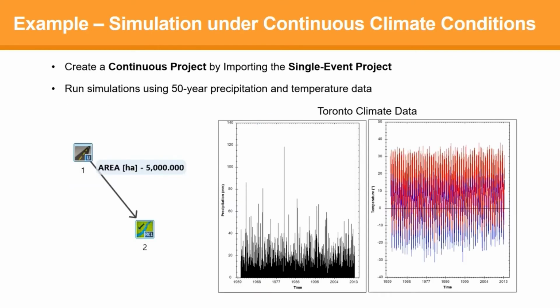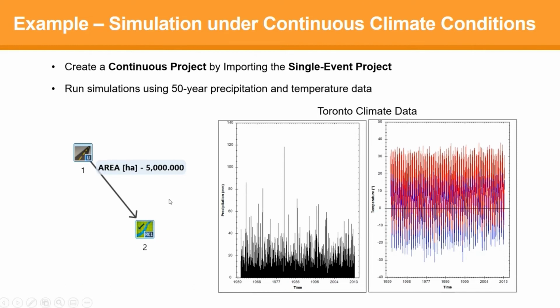That's a single event project, and then for the continuous one, it's very simple to create a continuous project in the VO. You can just directly import that single event into continuous, and then you can set up the simulation. The simulation that I do here uses up to 50 years of historical rainfall from the Toronto climate data. You can see that it's starting from around 1960 until 2012, 2013. So it's about 50 years of climate data.